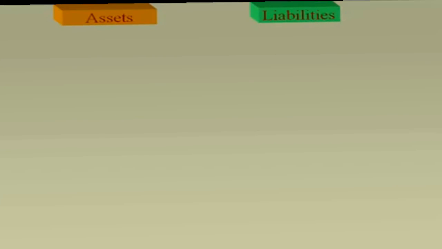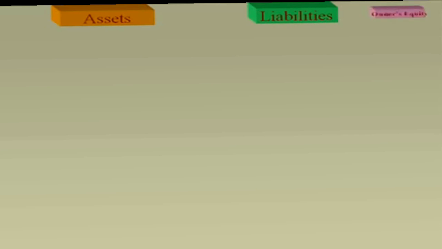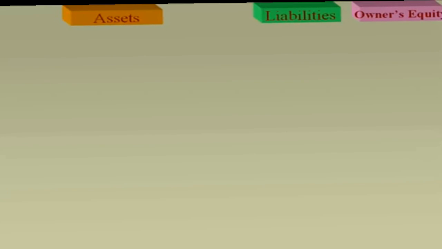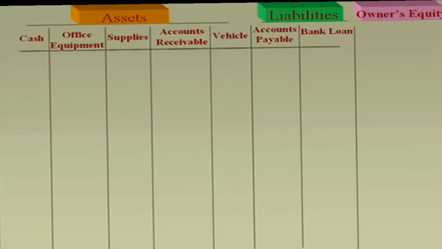What I want you to do is first have a column for assets, have a column for liabilities, and have a column for owner's equity. Under assets, show the different type of assets. Under liabilities, show the different type of liabilities. So you got under assets, cash, equipment, supplies, accounts receivable, vehicle. Under liabilities, you got accounts payable and bank loan. Print out the screen in front of you.